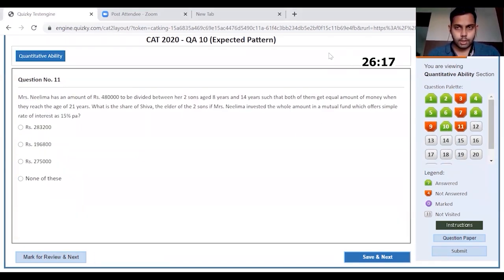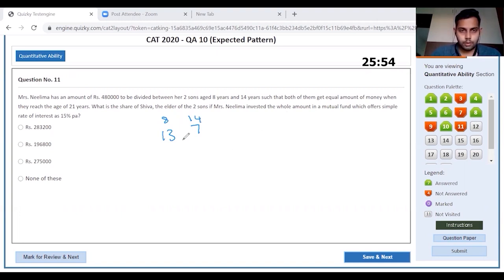So 7 attempts are done. Okay, this seems pretty easy. 48,000 to be divided in 2 sons aged 8 and 14 years. Equal amount when they reach 21 years. So 7 and 13 years, okay, for the 8-year-old guy and the 14-year-old guy. Share of the elder son.